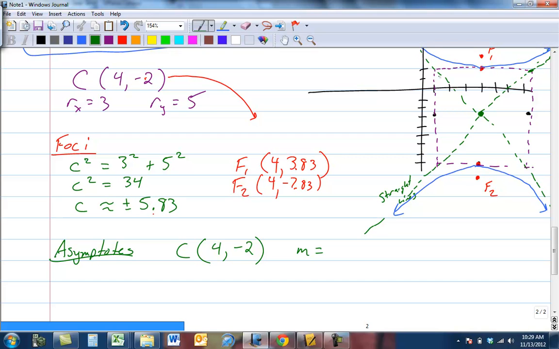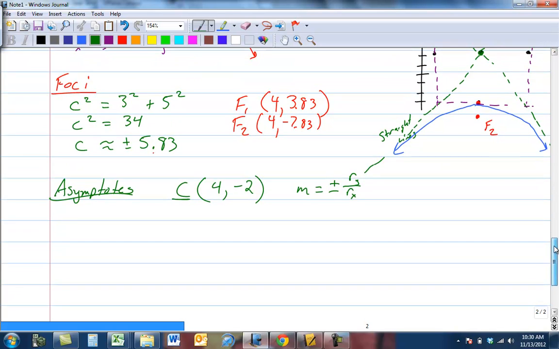What about this line here? What about the second asymptote? Well, from this point to get to this corner, r sub y still goes up, but then we have a negative r sub x. So it's negative r sub y divided by r sub x. So here's the thing: no matter what your asymptote is, it's always going to be your center, and then your slopes are going to be plus or minus r sub y divided by r sub x in every case.